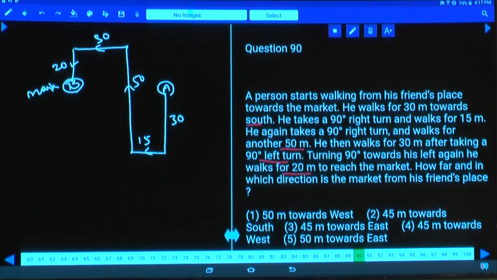Then what is the question here? How far in which direction is the market from his friend's place? A is the friend's place and B is the marketplace, and what is the distance between? Now if you observe here, the vertical distance has become 0. Why the vertical distance has become 0?